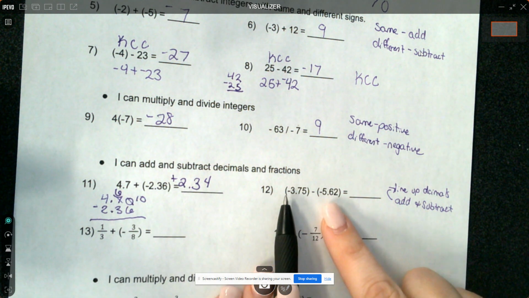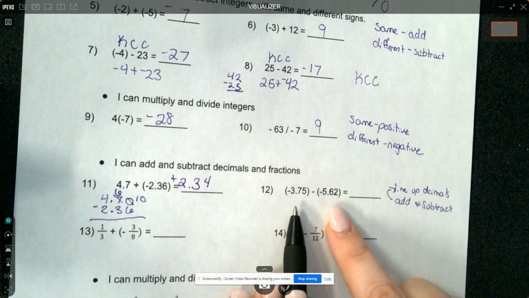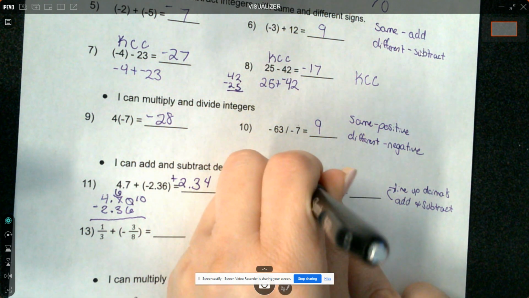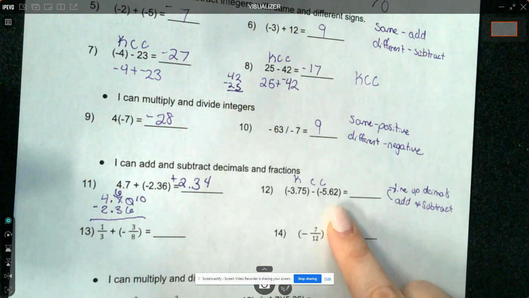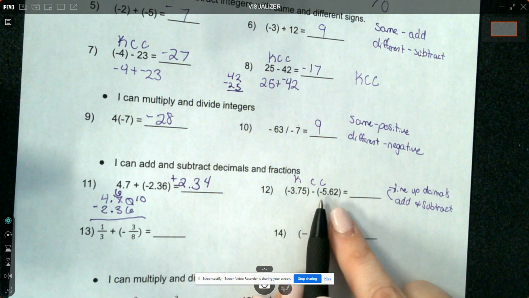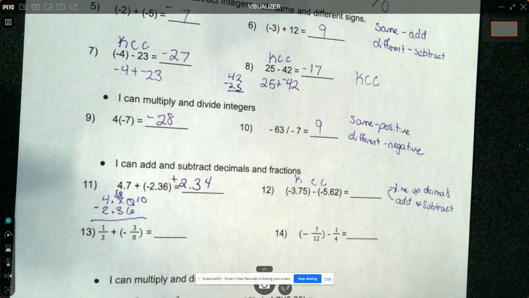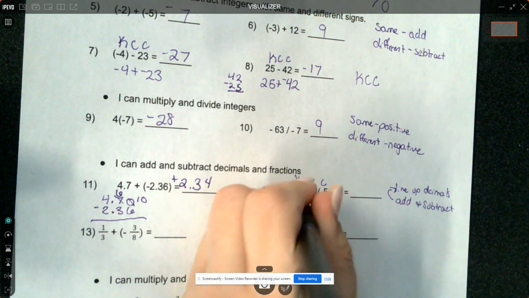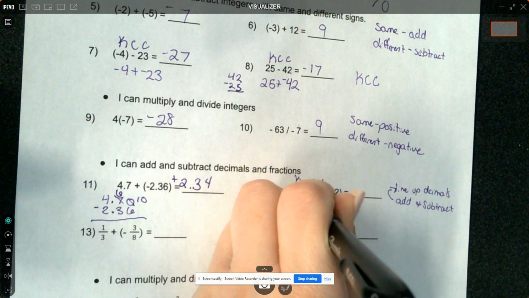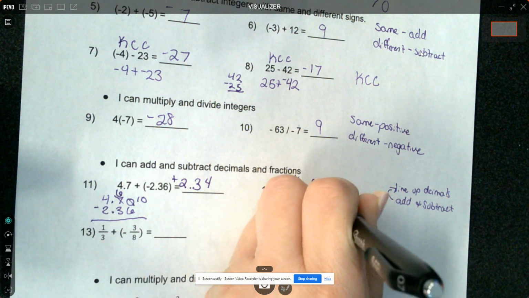Now for number 12, this is a subtraction of decimals. So we still have to do keep, change, change. So when I do keep, change, change, how would I rewrite the problem? What would it be rewritten? Adam, what would it be? Negative 3.75 plus positive 5.62.